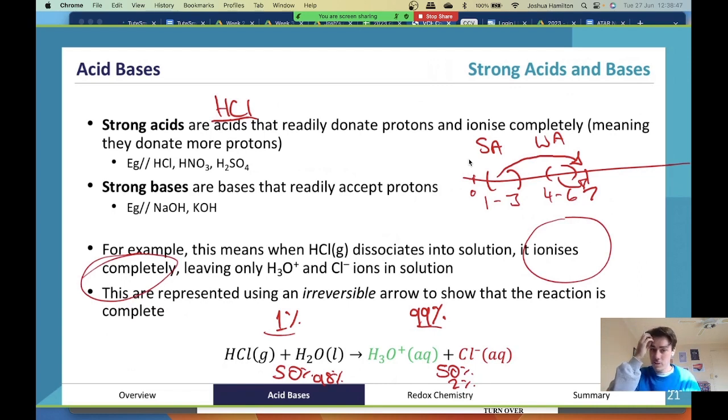This is usually represented as an irreversible arrow to show that the reaction is complete. So even though the reactions can go forward and backwards like we talked about before, when it is a strong acid or base, we tend to use a single arrow because it shows that the reaction is complete. It shows that all of it has converted over to our products. We're trying to emphasize to the reader and to the examiner that we know that.